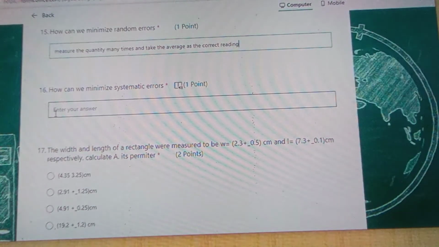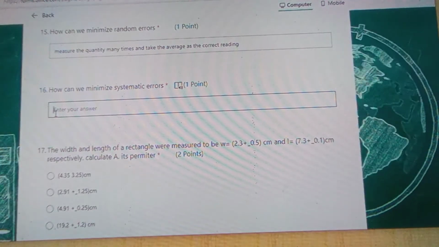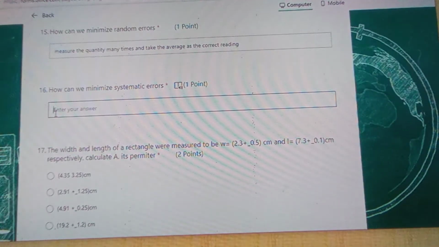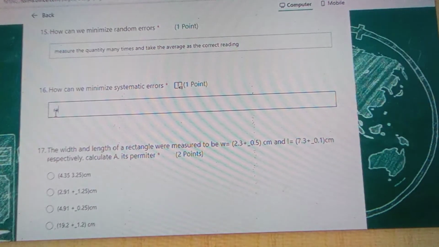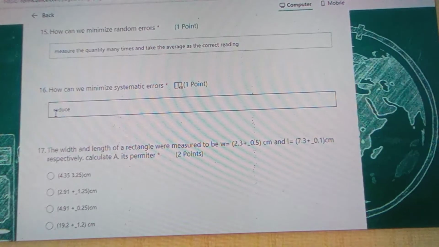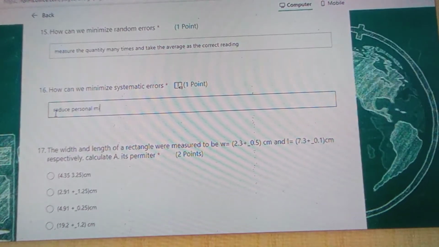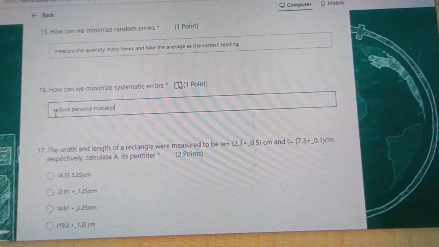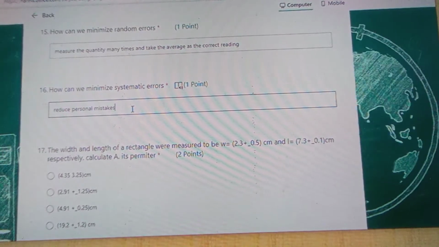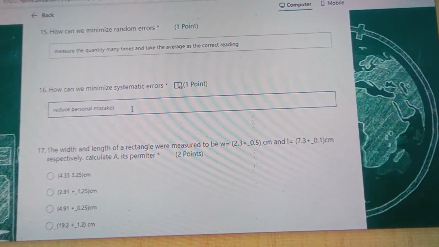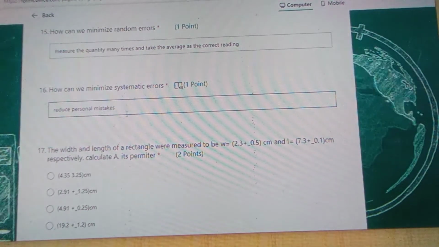Okay. How can we minimize systematic errors? For example, I can say reduce personal mistakes. So these answers are not correct, but just to show you how to answer for these questions.